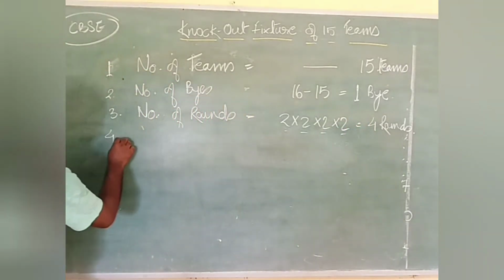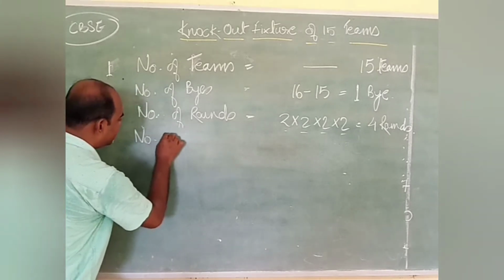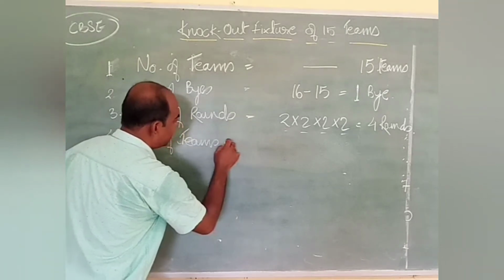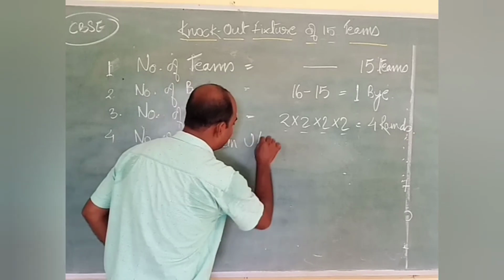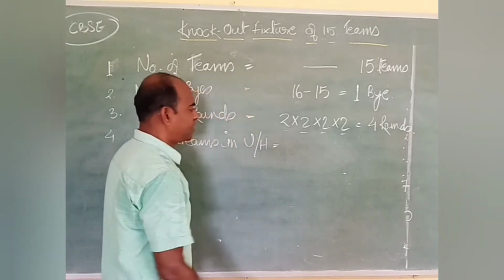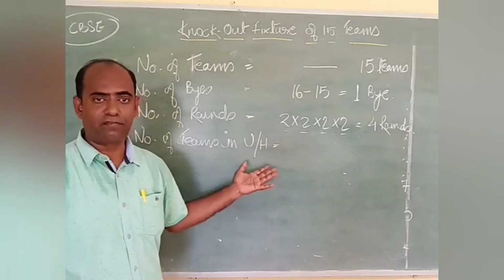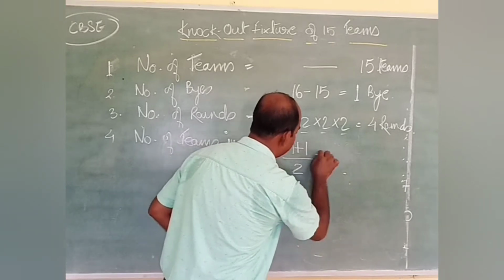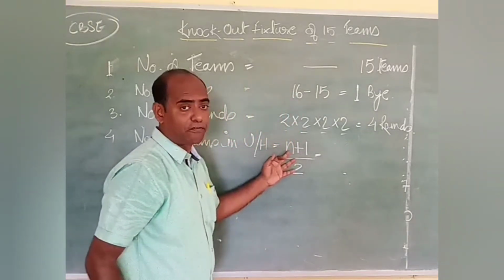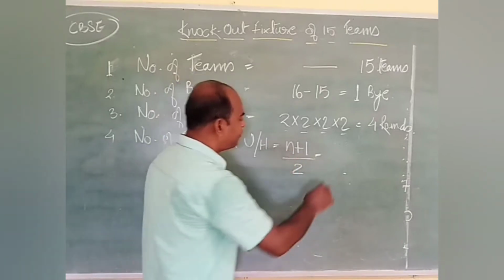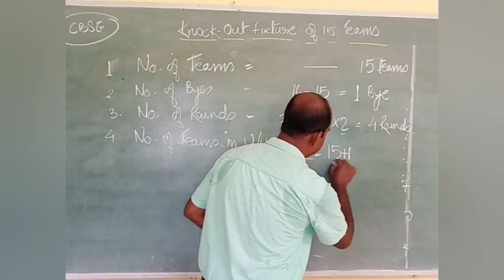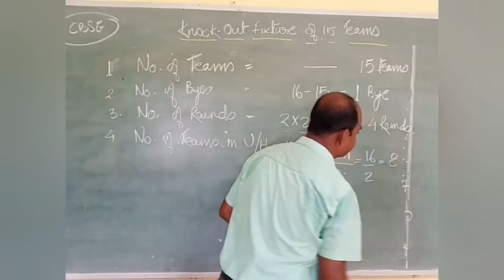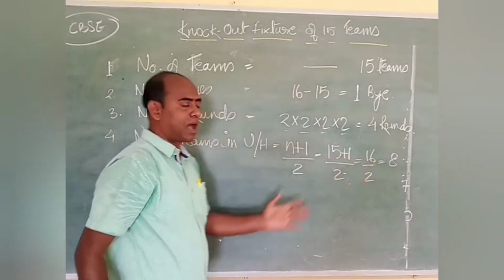Next, number 4, number of teams in the upper half. I hope you all remember the formula, a very easy formula: n plus 1 by 2, where n is the number of teams. I repeat again, it is 15. 15 plus 1 by 2 is 16 by 2, which is 8 teams. So there will be 8 teams in the upper half.